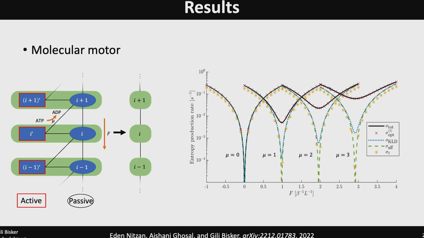So the black line is the total entropy production rate, and this is what we get for our bound. Again, just by considering the first moment of the waiting time distribution, you can see I get a very, very tight bound.